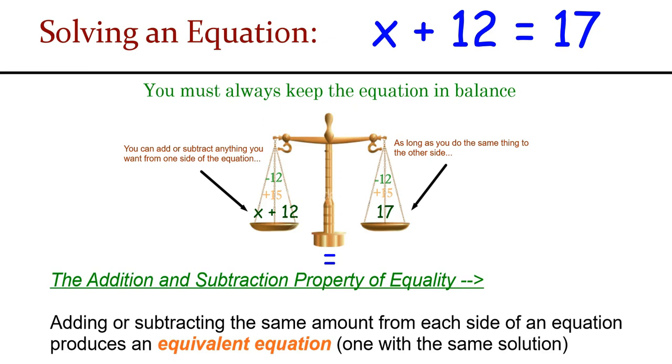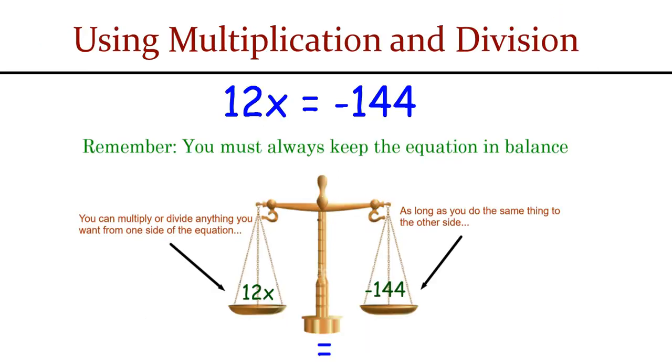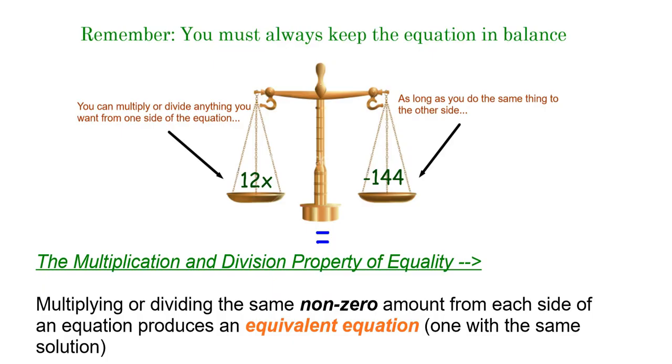Similarly, we can do the same things with multiplication and division on both sides of the equation. So in the equation 12 times x is equal to negative 144, we could manipulate both sides of the equation not only by addition and subtracting, but perhaps by multiplying it by 3, as long as it happens on both sides, or perhaps dividing it by 7, as long as that happens on both sides of the equation. And that's something that you might have guessed we call the multiplication and division property of equality.